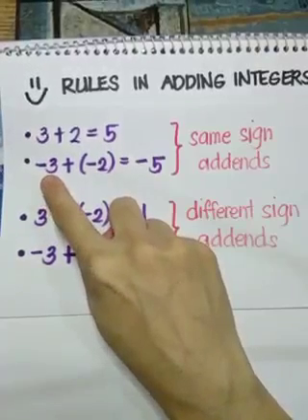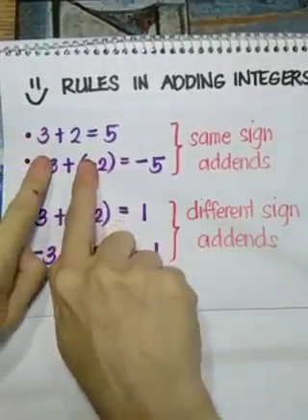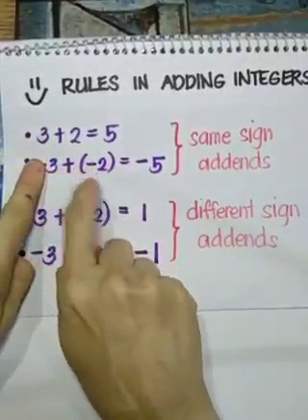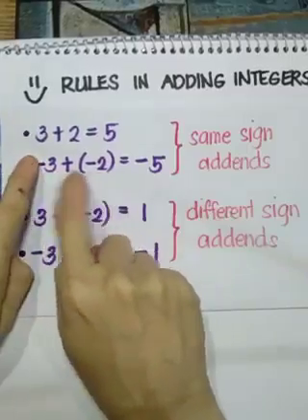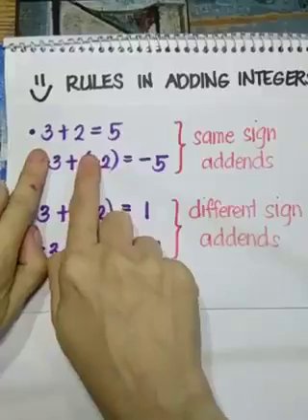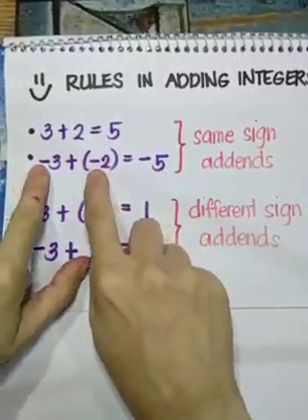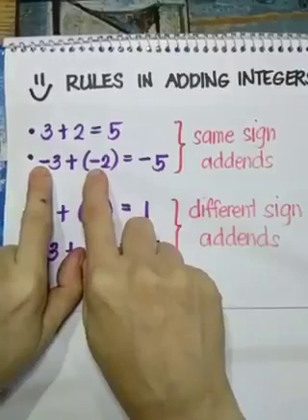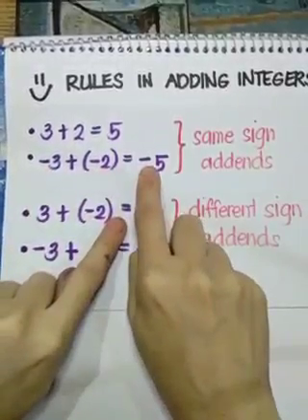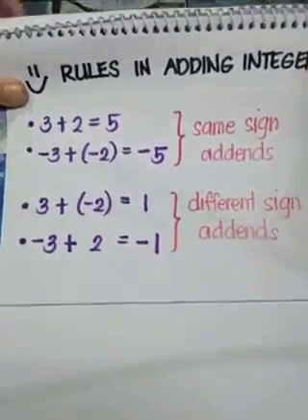So we have negative 3 and negative 2. Like I said, don't look at the symbol, but at the absolute value. So you add the absolute values of negative 3 and negative 2. So 3 plus 2 is 5. And then copy the symbol common to both of the addends. So negative 5 is our answer. I'll give you more examples later on.